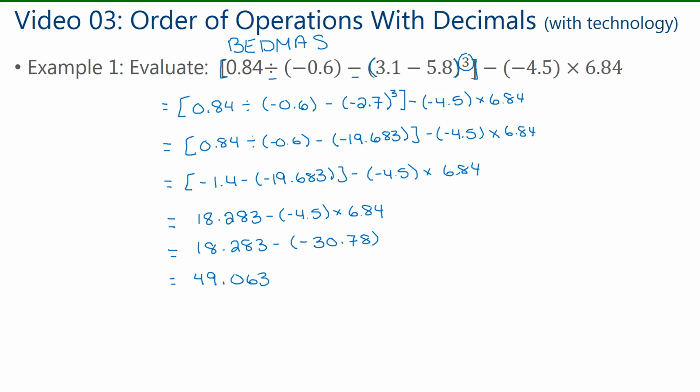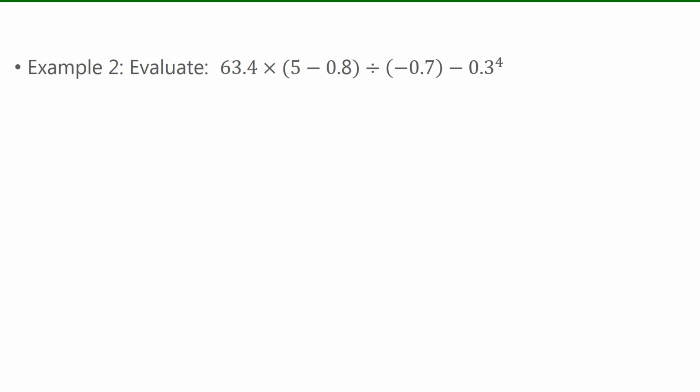49.063. Now as you can see, even though a calculator was used to help us with each step, we still need to show our workings and write out our solutions step by step. Okay, so let's do that again now for example number 2.